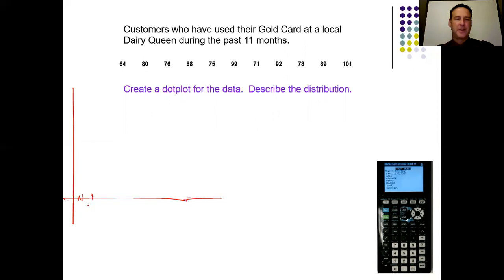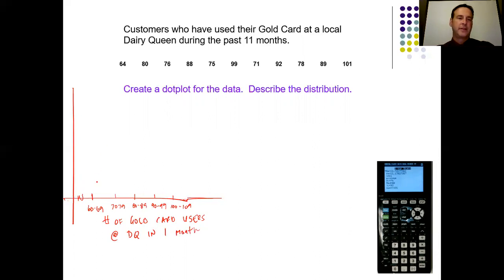I'm going to do this from 60 to 69 users. And then we'll say this is 70 to 79 users. This is 80 to 89 users. 90 to 99 users. And then this will be 100 to 109. And these are the number of gold card users at Dairy Queen in 1 month.